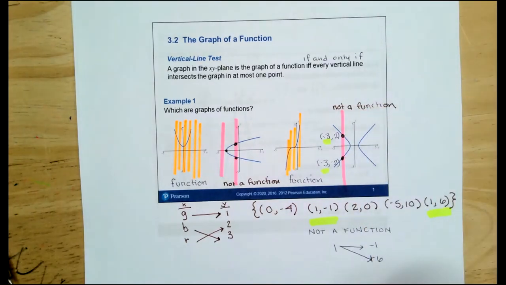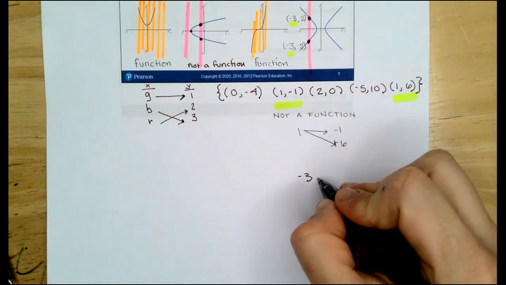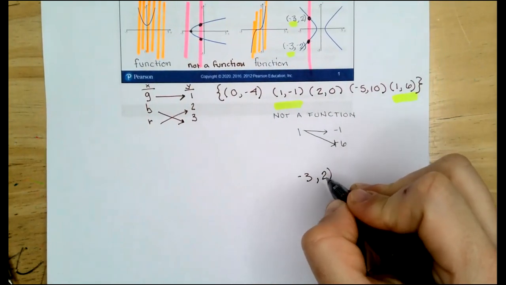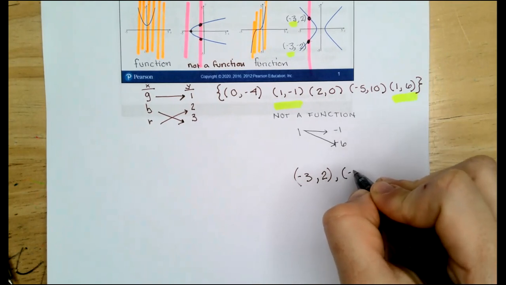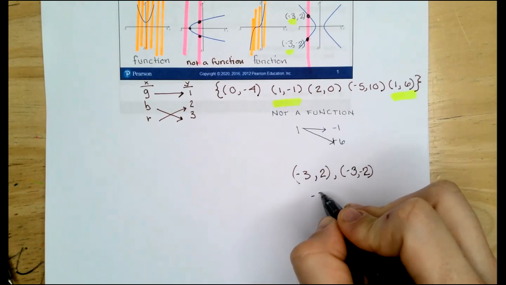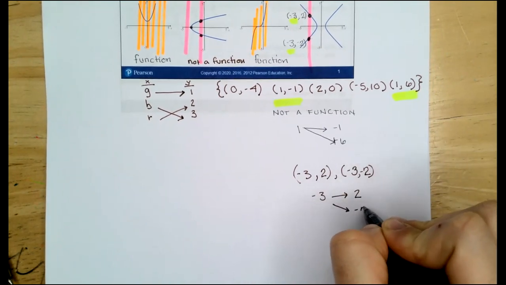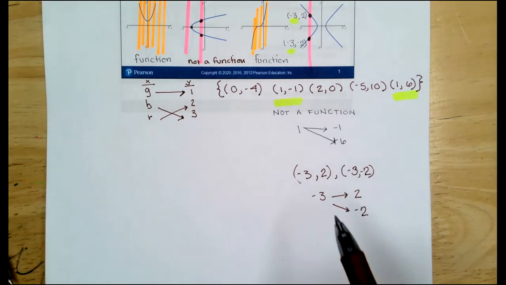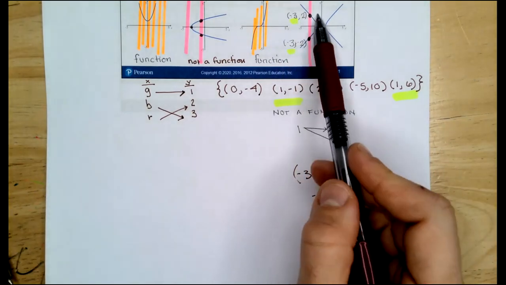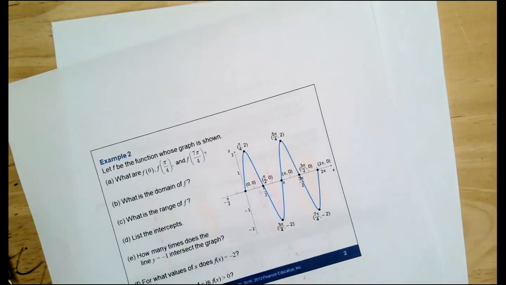So that would be the mapping of -3. Well, it would be the pair -3, 2 and -3, -2, or -3 maps to both 2 and -2. Okay, you don't want an x with two different y's. That's what the vertical line test tells you, whether or not you have an x with two different y's.